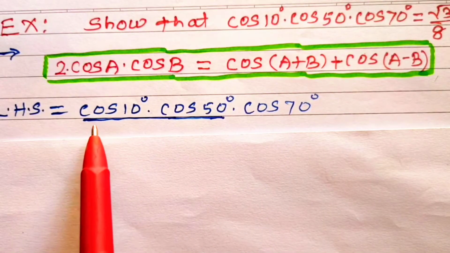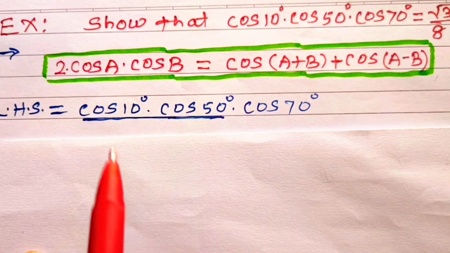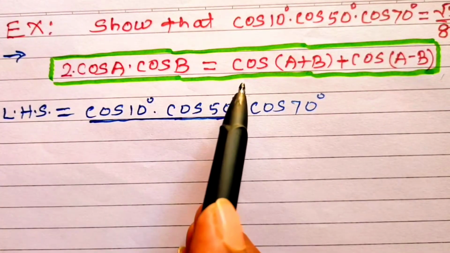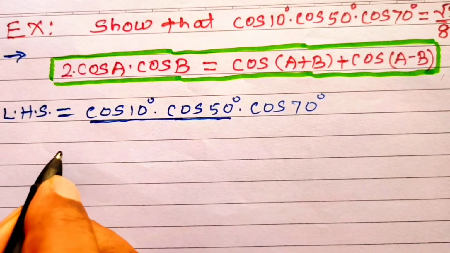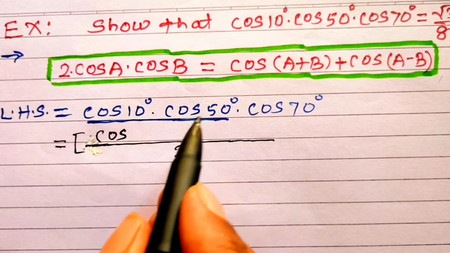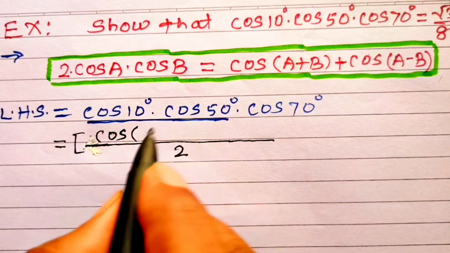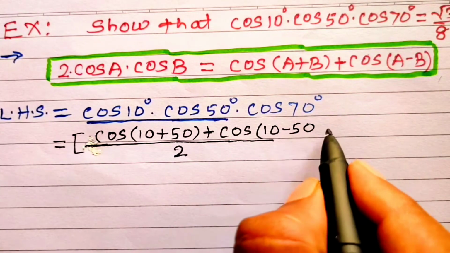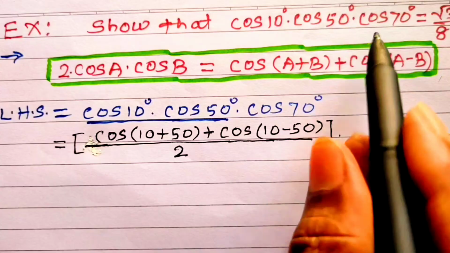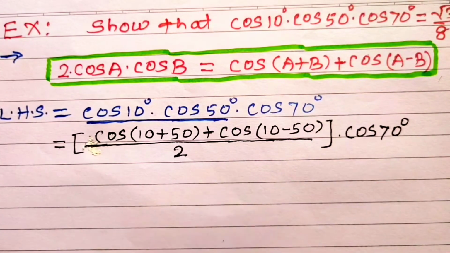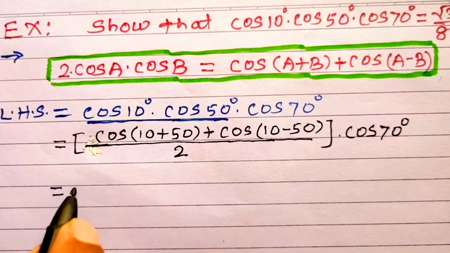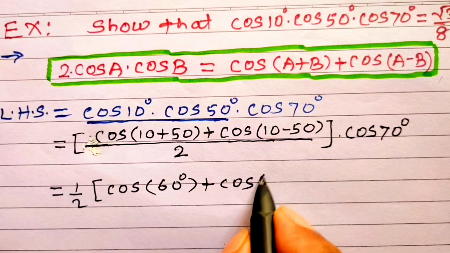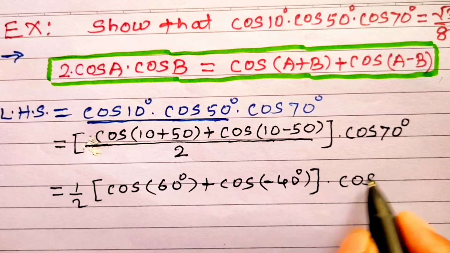First of all, take the multiplication of these two functions and write using this formula, keeping cos 70 degree as it is. Take these two on right hand side and apply here. So this is equal to, assuming A is 10 and B is 50 suppose, then cos of 10 plus 50 degree plus cos of A minus B, 10 minus 50 degree, bracket close, into this cos of 70 degree. Simplify this bracket. So this is equal to 1 upon 2 is taken here, cos of 60 degree plus cos of 10 minus 50 means minus 40 degree into cos of 70 degree.